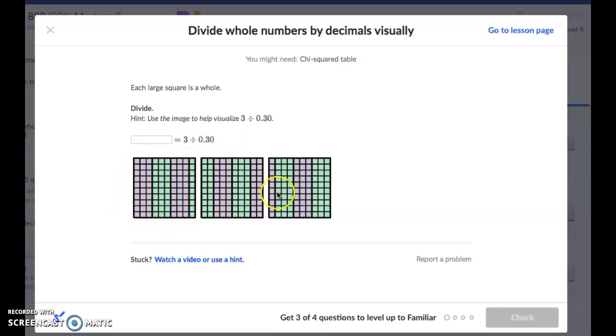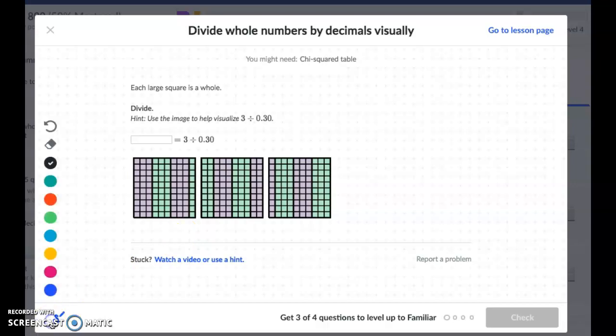So if you have 3 wholes and you divide them into sections of 30 hundredths, how many sections do you have? Well, we have 1 section right here. We have 2, 3. This together is 4, 5, 6. This together is 7, 8, 9, 10. So 3 wholes divided into sections of 30 hundredths is 10.